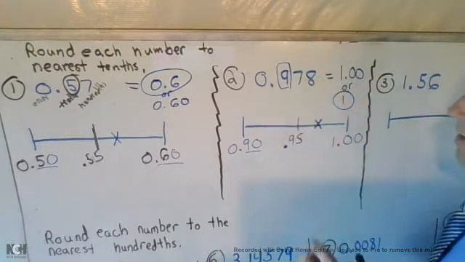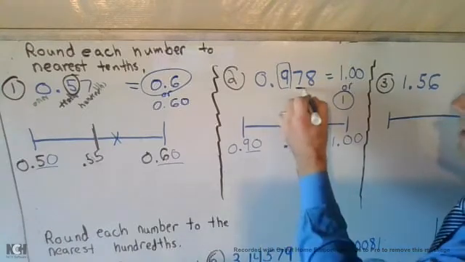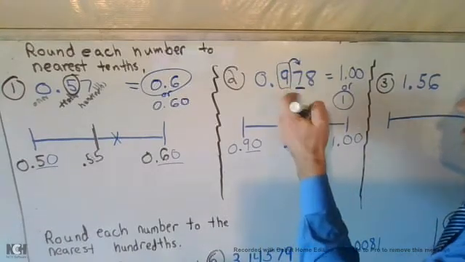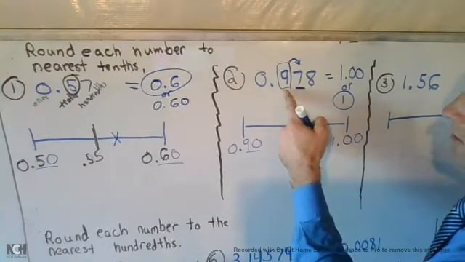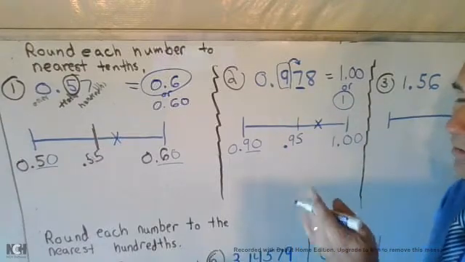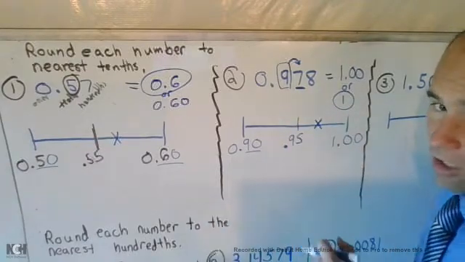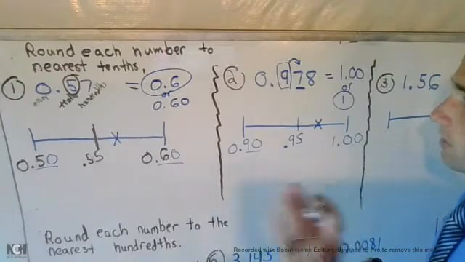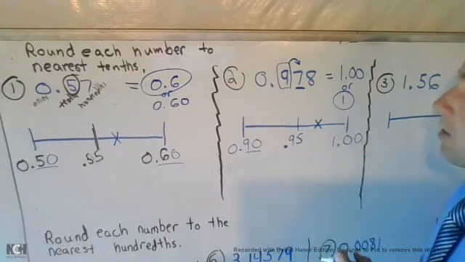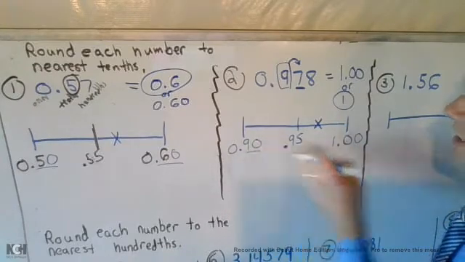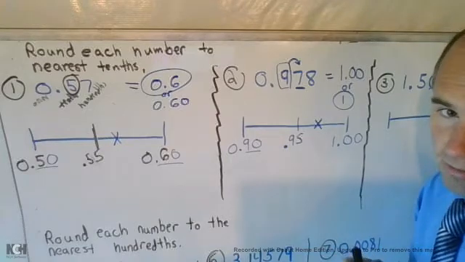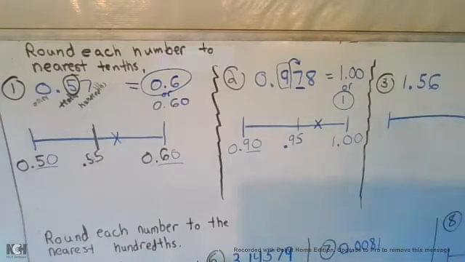So in doing this, I'm not only looking at the number next to the place value that I'm rounding, to tell me if I need to shove it up or let it go, okay? Give it a shove or let it go. But I'm also using a number line to visually see that. Moving on to number 3.